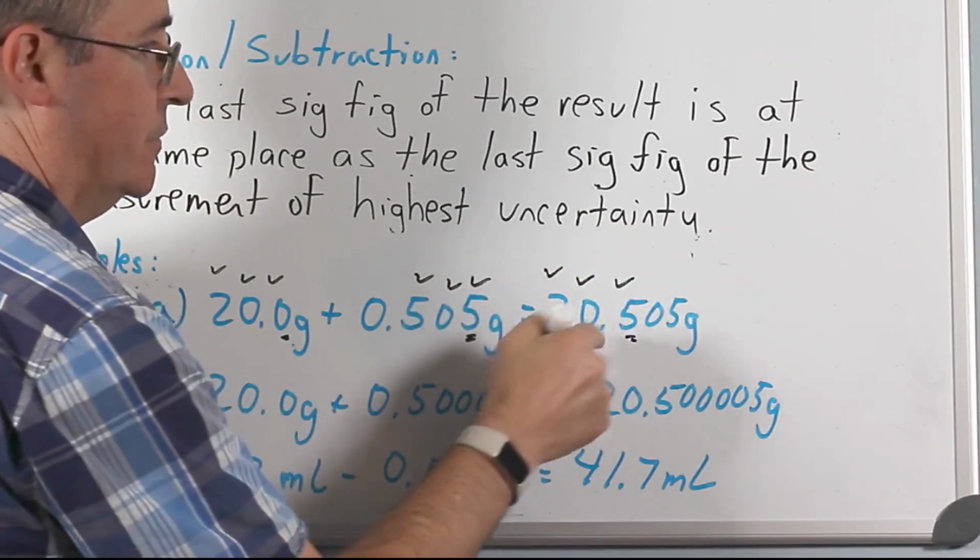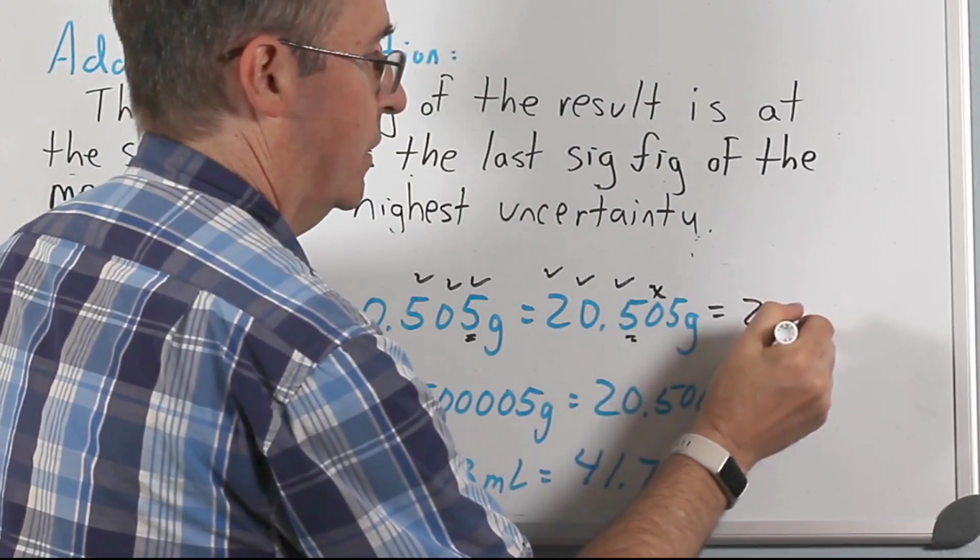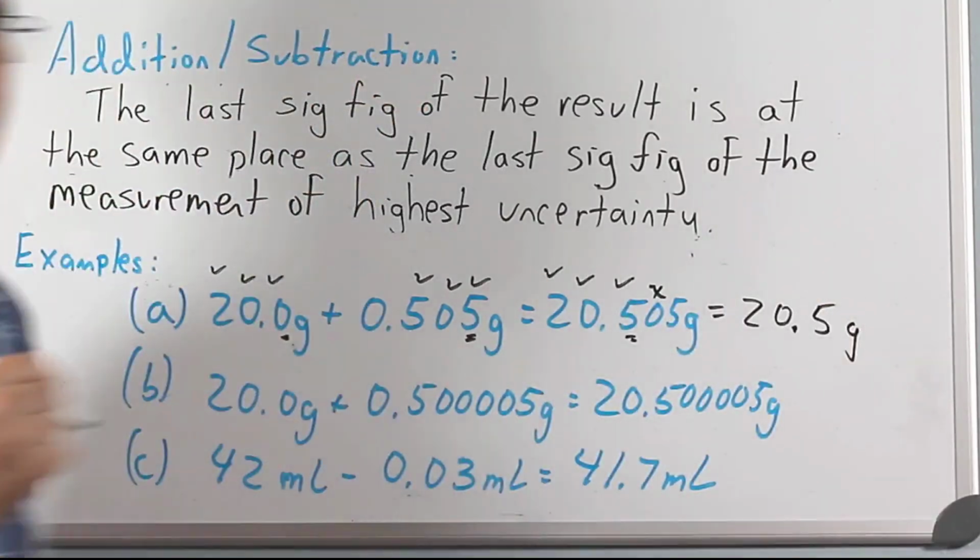So we have three significant figures. The first non-significant digit here, the 0, is less than 5, so we round down. It gives our final properly rounded answer of 20.5 grams.